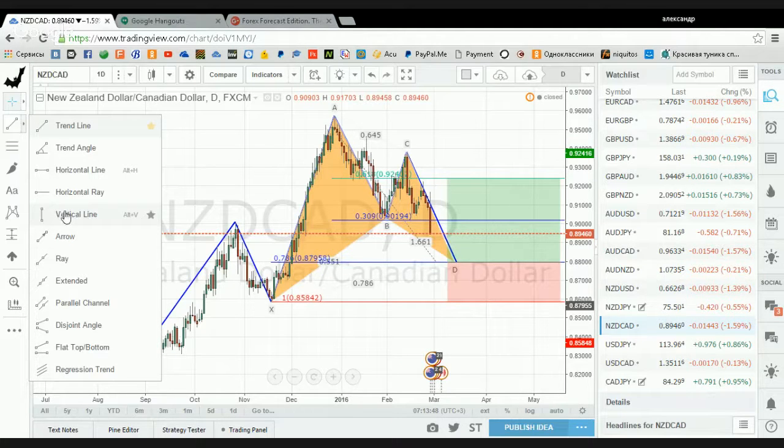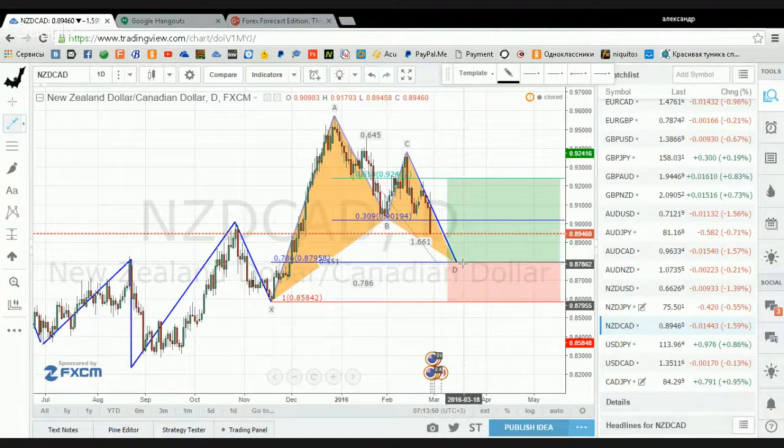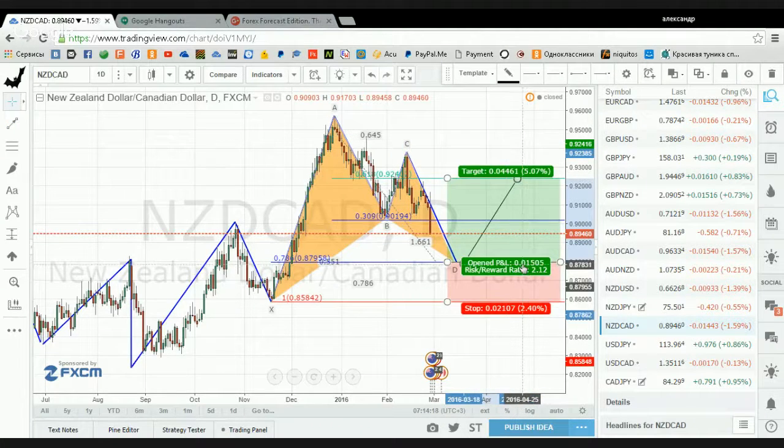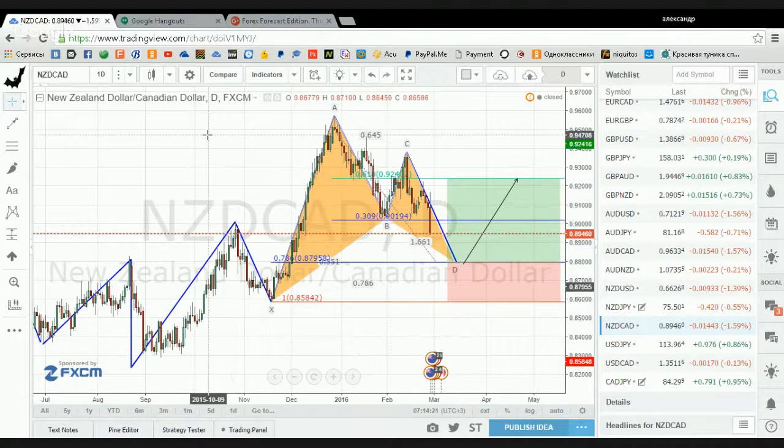Okay, good. Done. I expect this kind of movement. As soon as price goes to that level and triggers my entry, and as soon as it goes this way to 309, I would roll my stops to break even, and I will have a risk-free opportunity. And then I will expect it to move further. 2.12 is the risk reward. Okay, this is the only opportunity I found today.